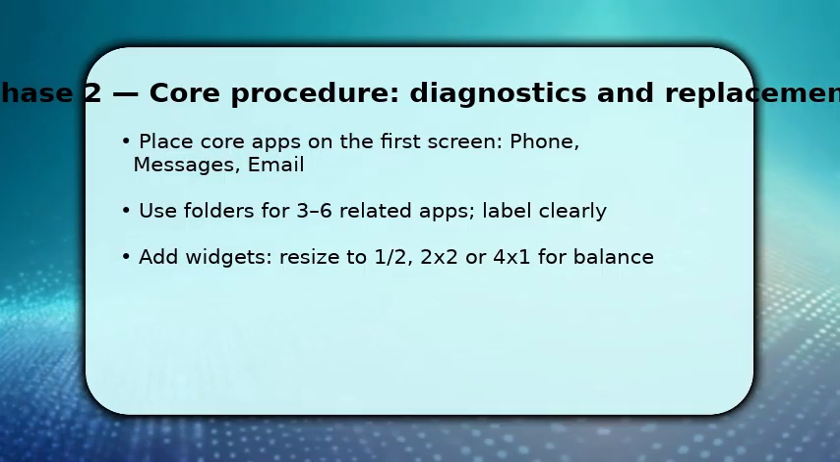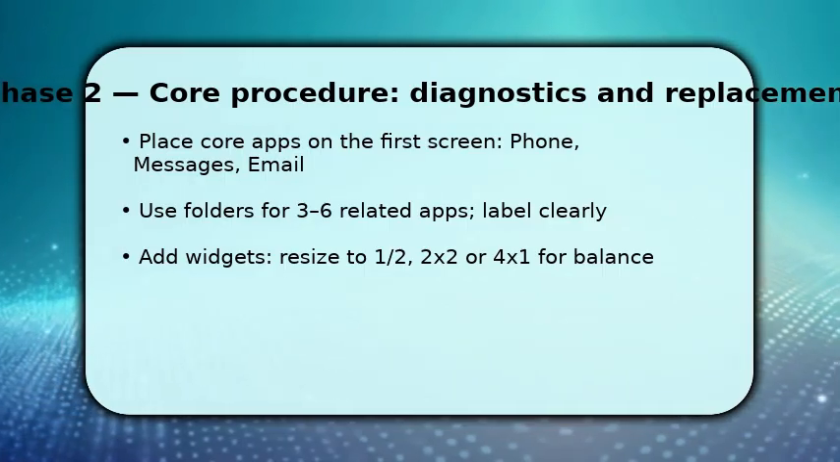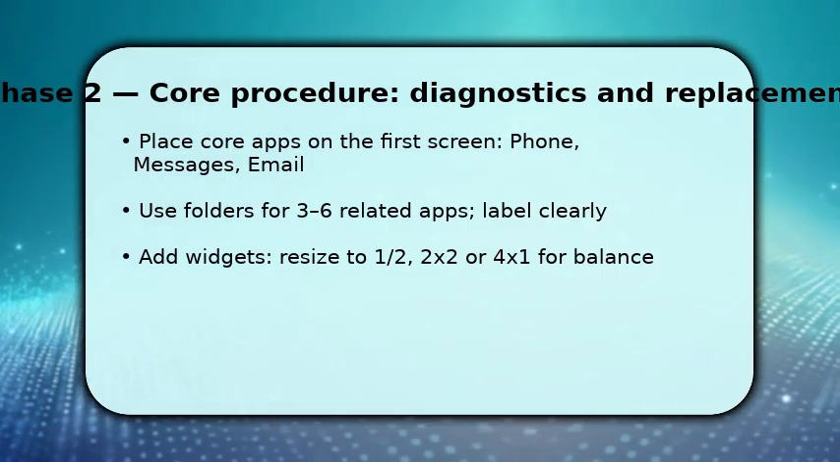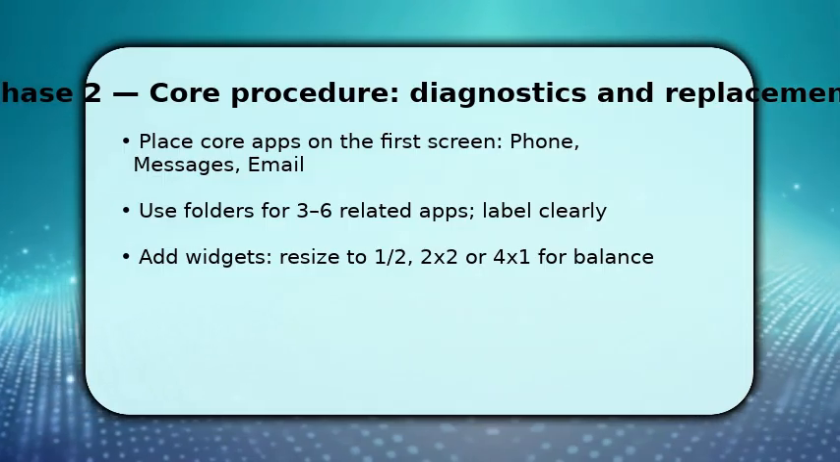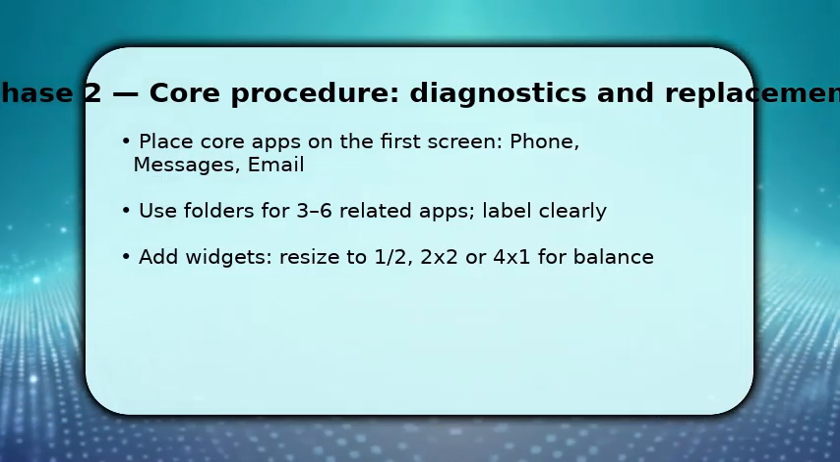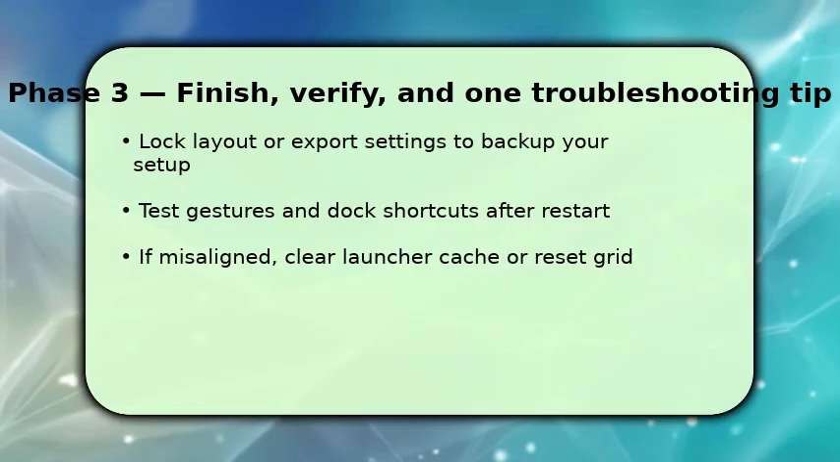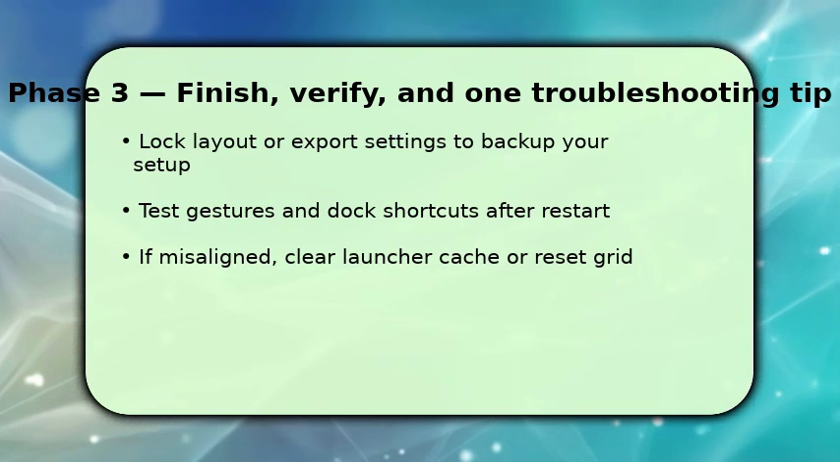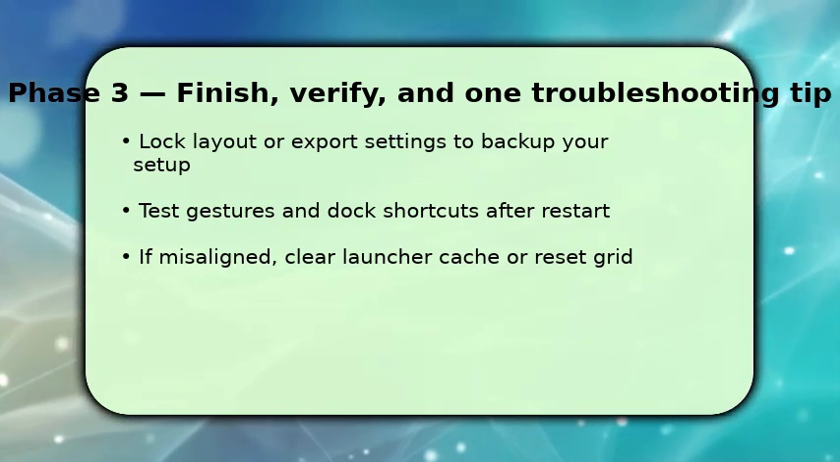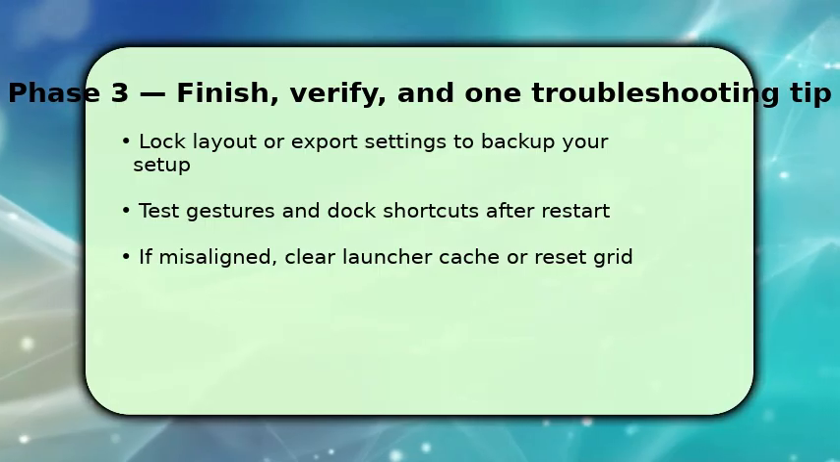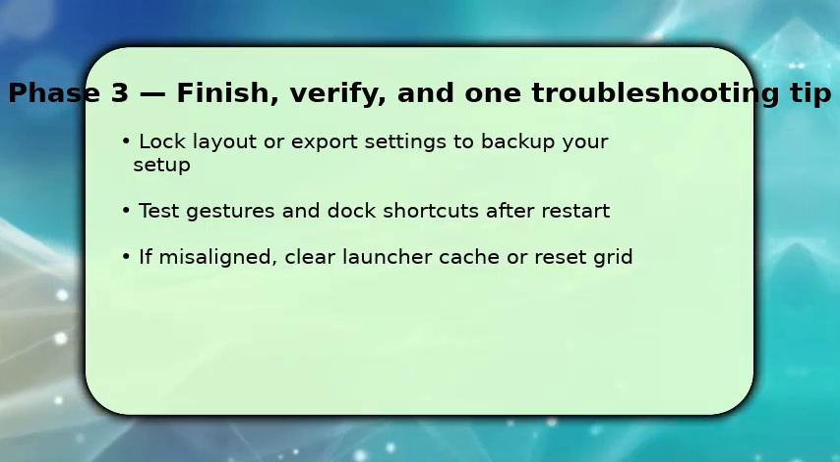Once aligned, fine-tune by nudging icons to avoid overlap with the dock or status bar. Make sure to test opening apps and swiping between pages. Finish by locking the layout or exporting your launcher settings so you can restore this setup later. You should also test gestures, the dock, and shortcuts after a restart to ensure persistence.